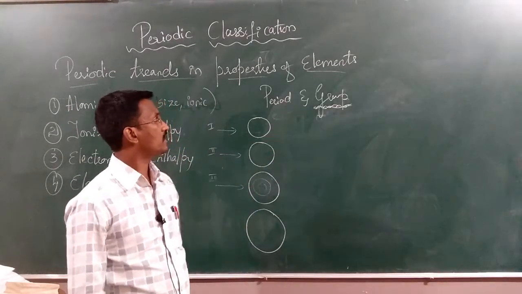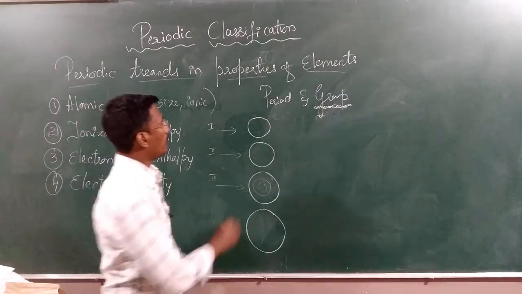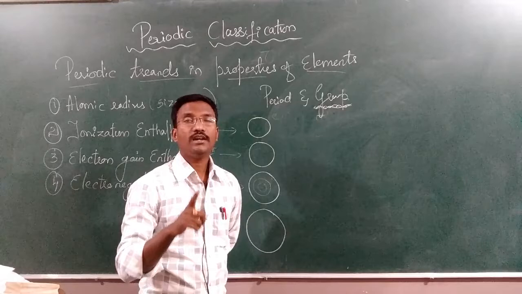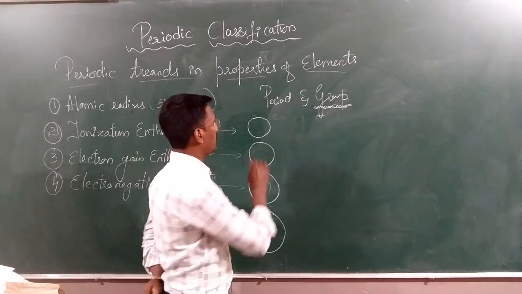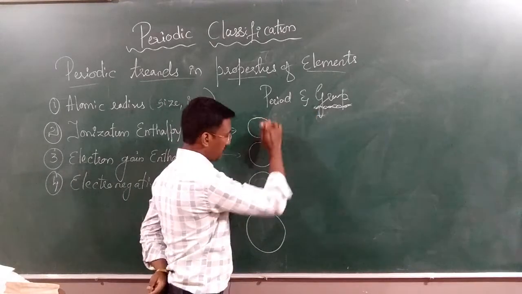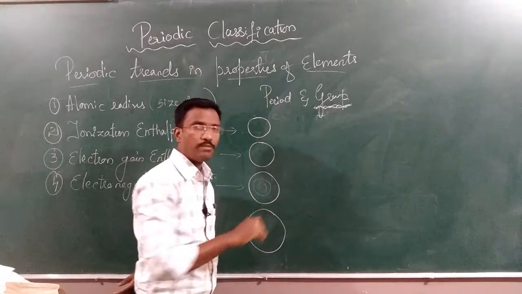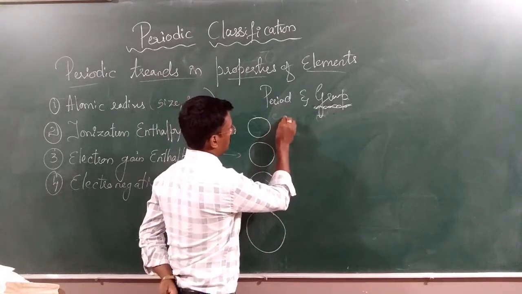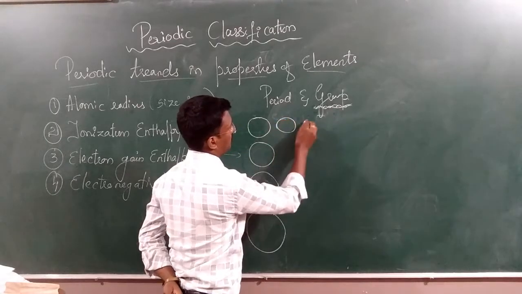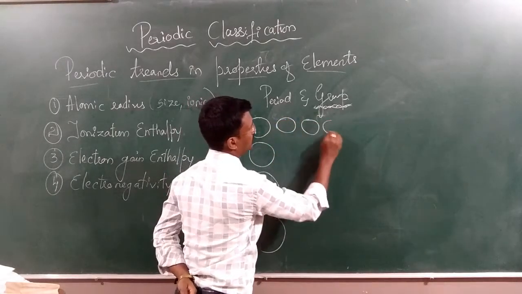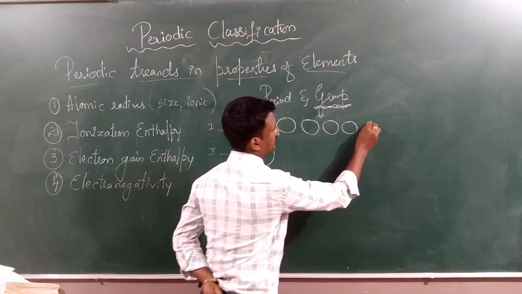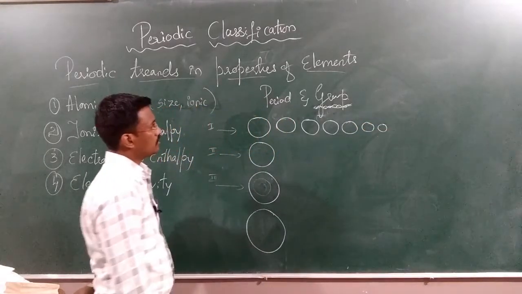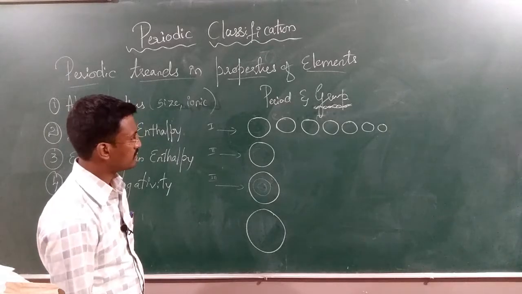This is down the group. Similarly, what will happen across the period? Look here, how the properties vary down the group will be reversed in the period. So if atomic size increases down the group, it has to decrease across the period. Keep it in your mind. Can you see here? The atomic sizes are decreasing across the period. Why is it decreasing? Just look here.